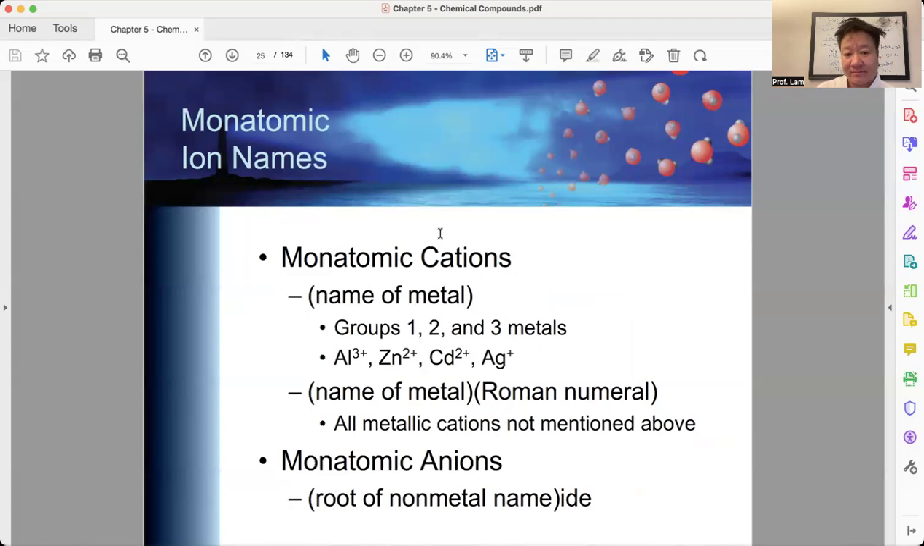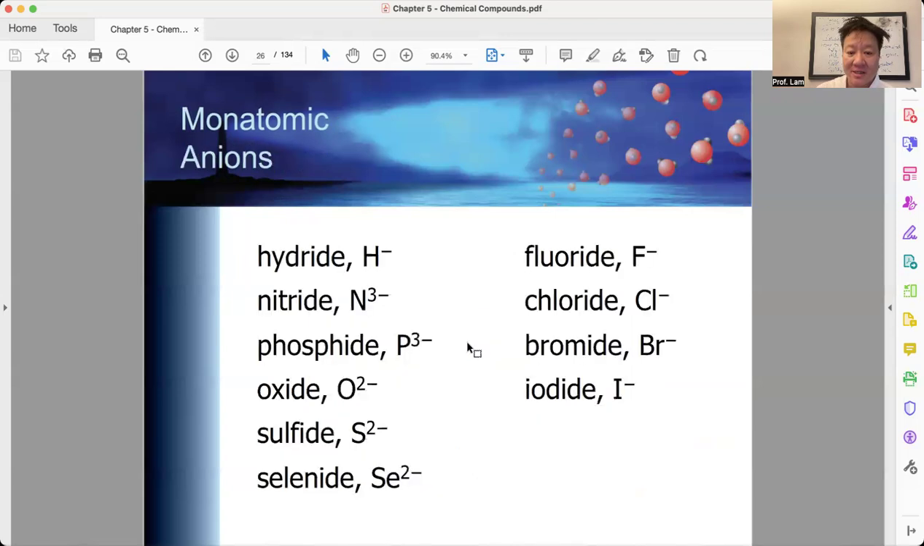So to name some monatomic ions, let's go and look at these. If you have a monatomic ion, what does that mean? You just have a single atom with a charge, right? So H minus, N3 minus, P3 minus, Br minus, okay? These are monatomic anions, because they're all negative, right? So monatomic anions always get a name with an IDE ending, okay? You should know that. So H minus is hydride.